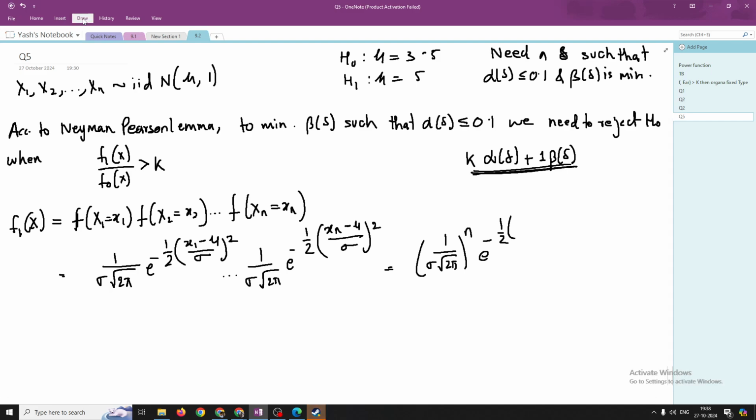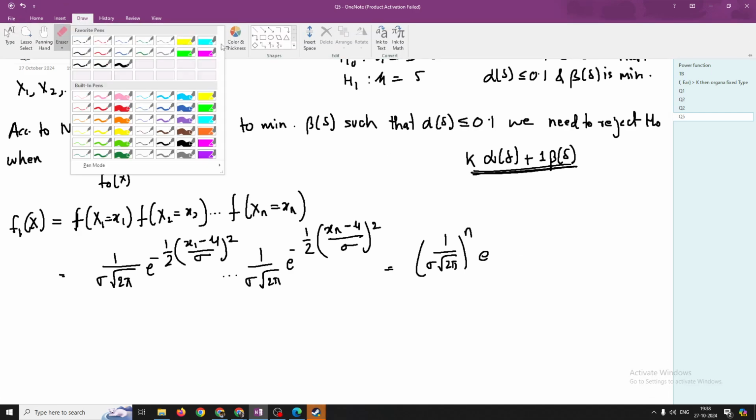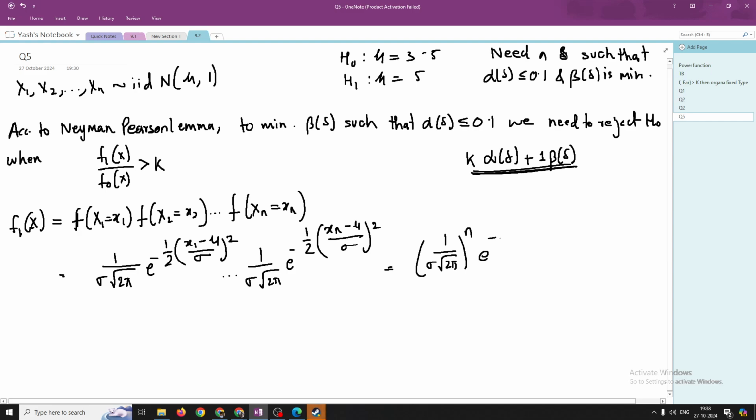okay, this is just minus half summation of xi minus mu square, right? Because this sigma is 1, I am not writing that here, this is it. And so this is under f1, right? So under f1 this mu is equals to 5. So let's say this is the general f of x.